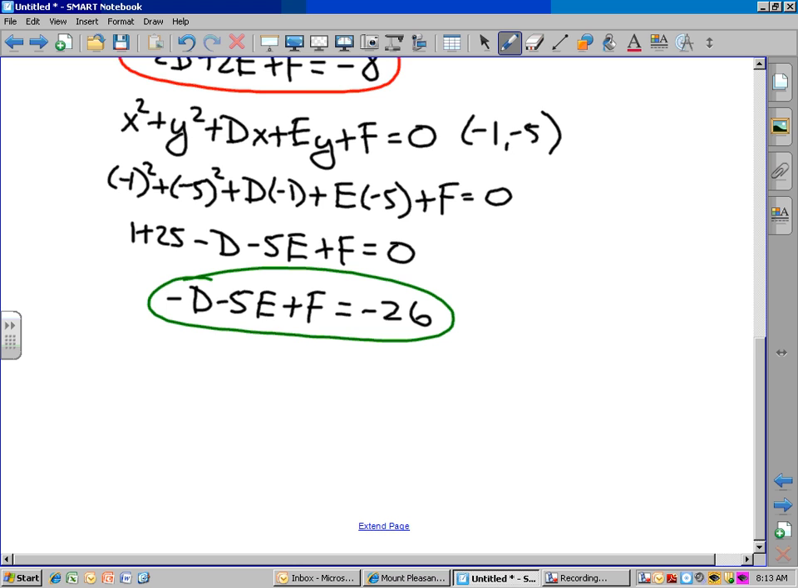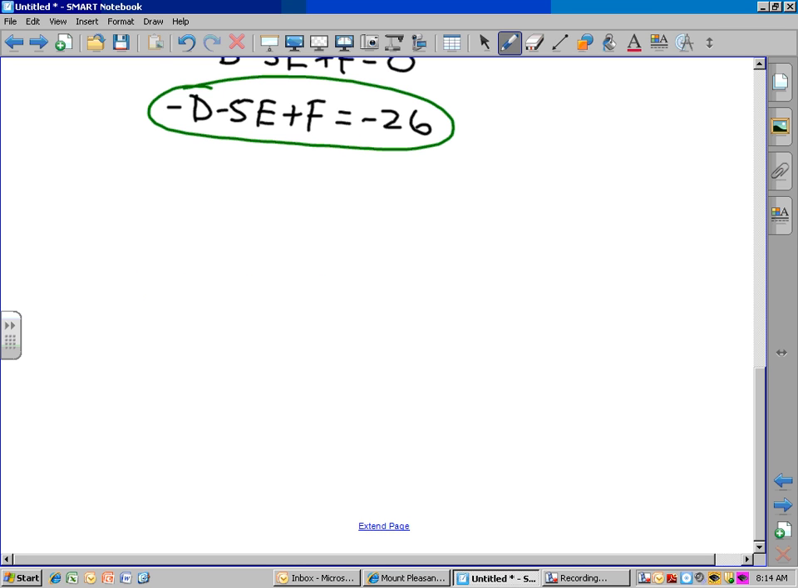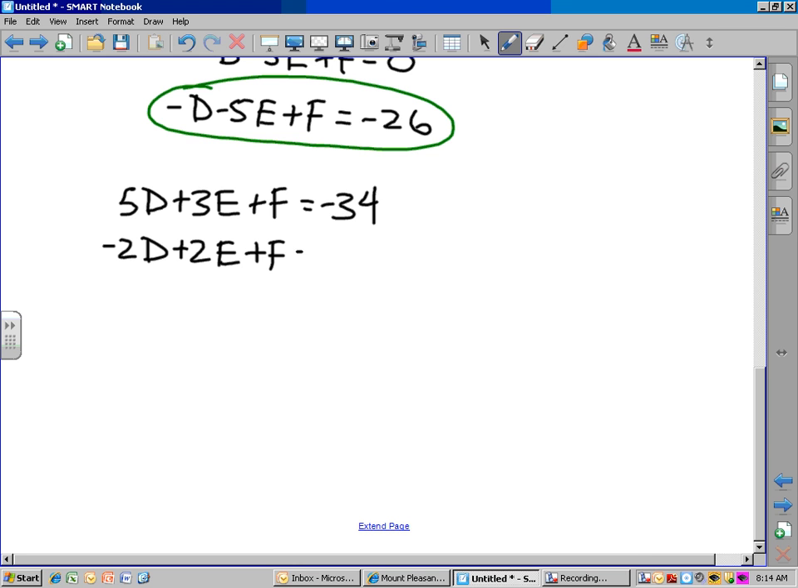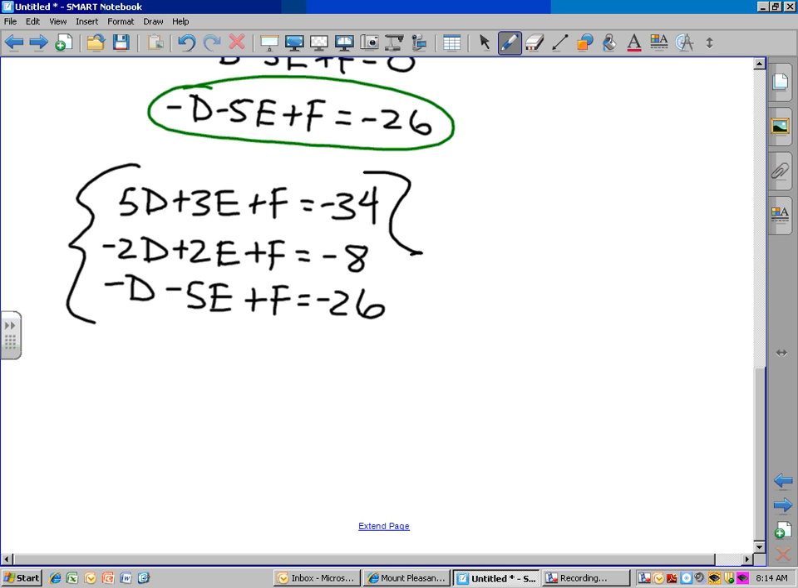I'm going to rewrite the three equations. What was the first equation that I circled? -5d plus 3e plus f equals -34. The second one? -2d plus 2e plus f equals -8. I can see that one. I have three equations and I have three unknowns. Okay?